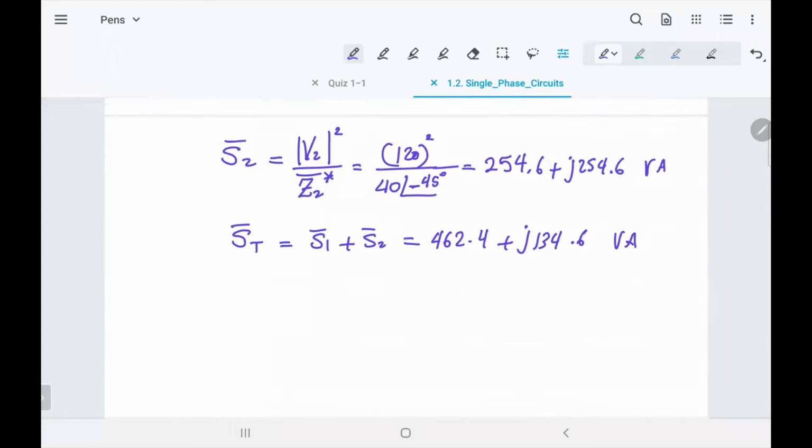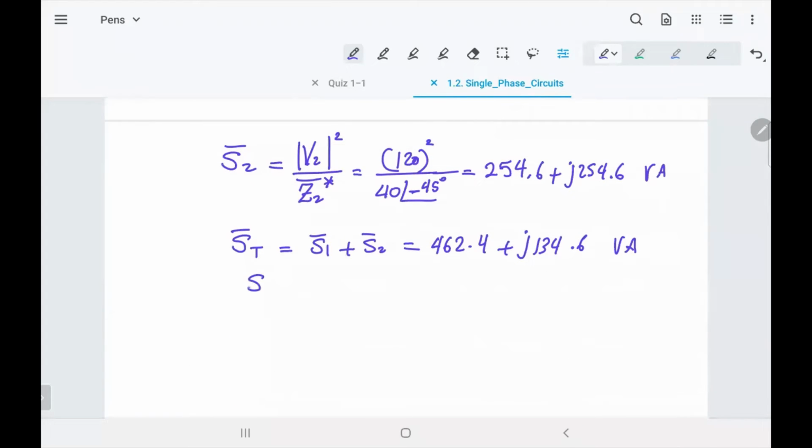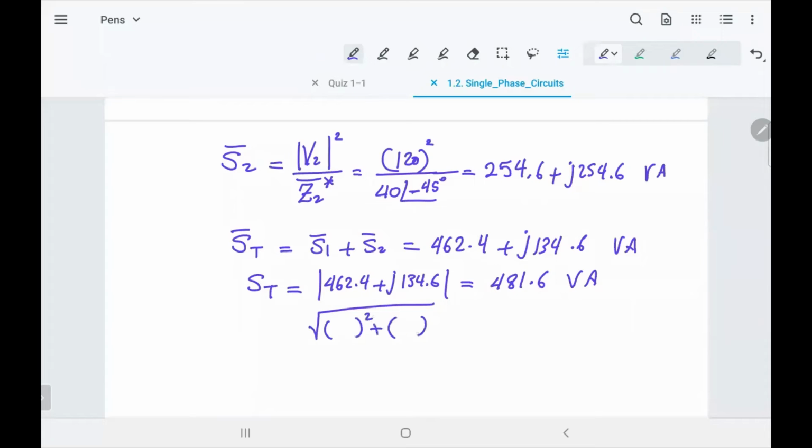Now that's the complex part. The apparent power will be only the magnitude. So try to find the magnitude of this quantity, 462.4 plus j134.6. I got it, 481.6 volt amp. Of course, how you can find it: you just take the square root of the first one squared and the second one squared. Find the total. So that's the apparent power. If the question was to find the apparent power, that would be the answer, 481.6 volt amp.